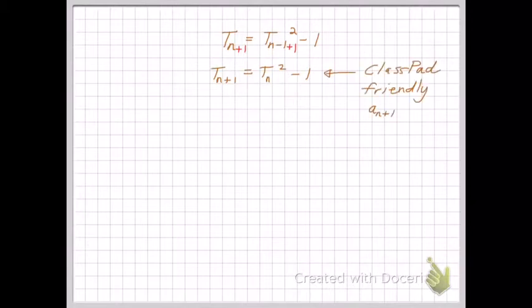So that second form, incidentally, is the form that your sequence function on ClassPad wants to use because it has the format a n plus 1. A is the same as t. In fact, we can use any letter to represent the sequence.